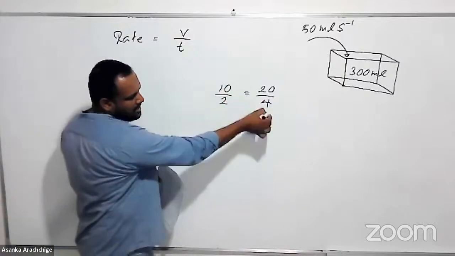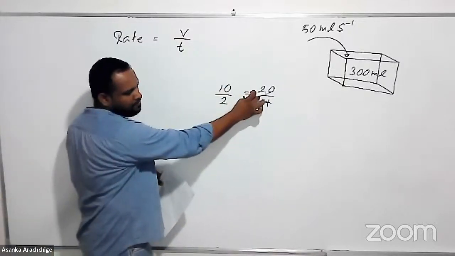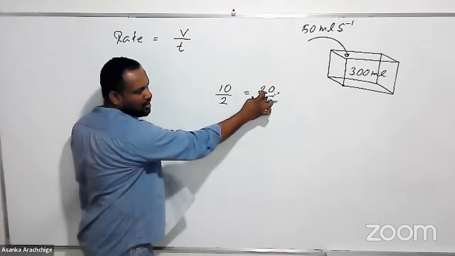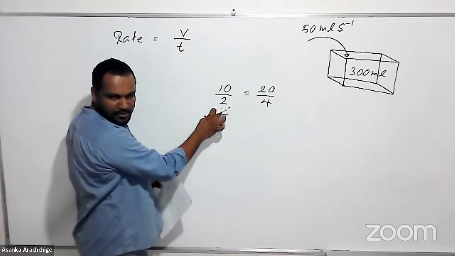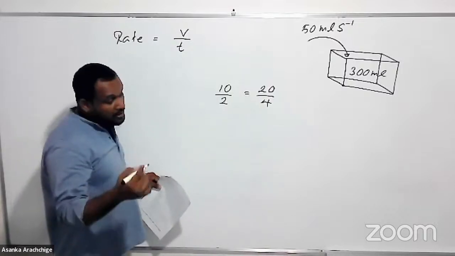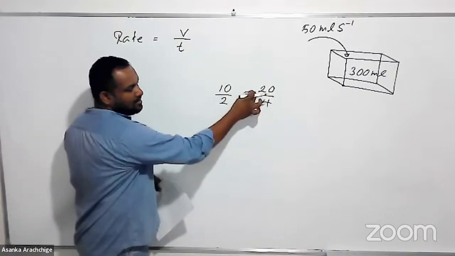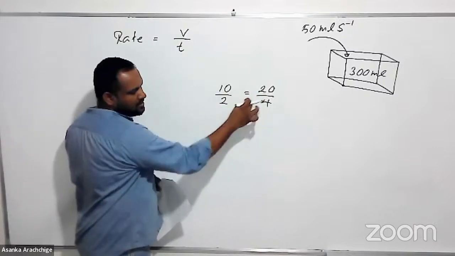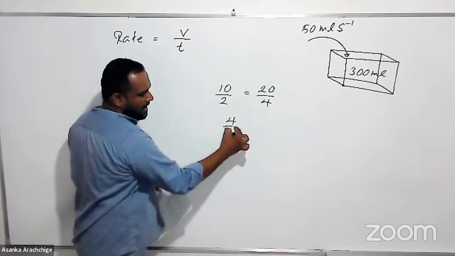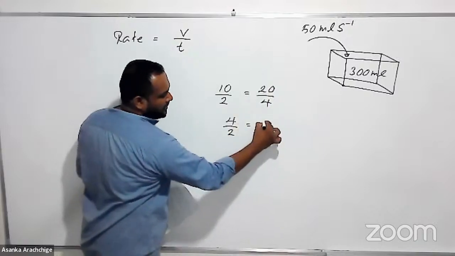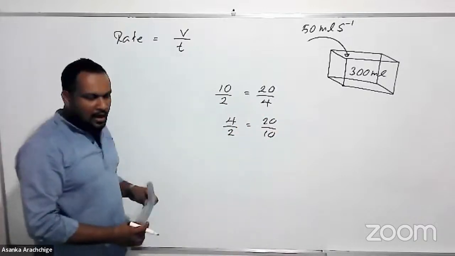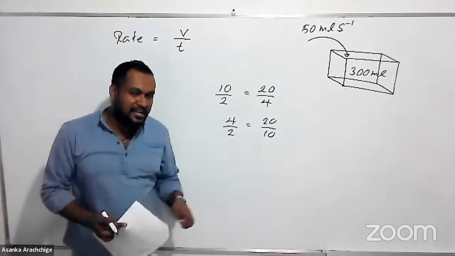So you can do the cross multiplication. 10 times 4 is 40. 20 times 2 is also 40. That is called cross multiplication. Without doing the cross multiplication, you can change the positions of these terms across. Look, I take 4 to this position and the other positions are not changed, and take 10 to the position of 4. Is this equation still valid?